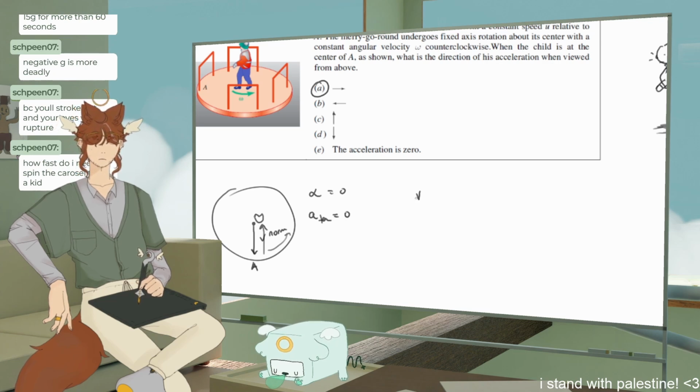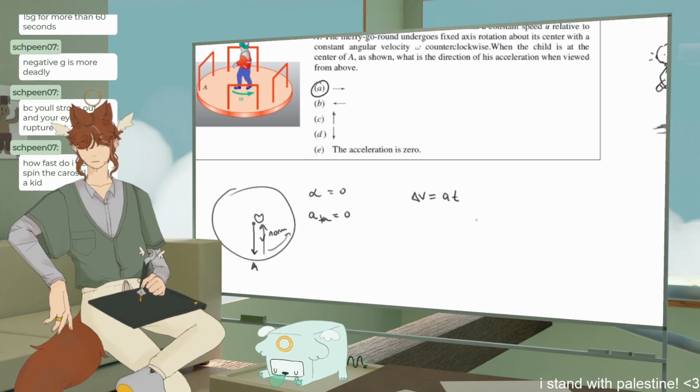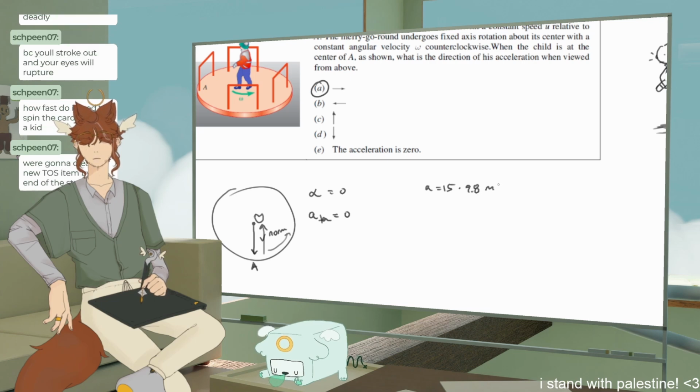Also, delta V equals AT. We can figure out how much time it takes. Oh no, we don't want to do that. I think we need to define... So we have an acceleration we need to hit. Our acceleration is 15 G. Right, so 15 times 9.8, in meters per second squared.